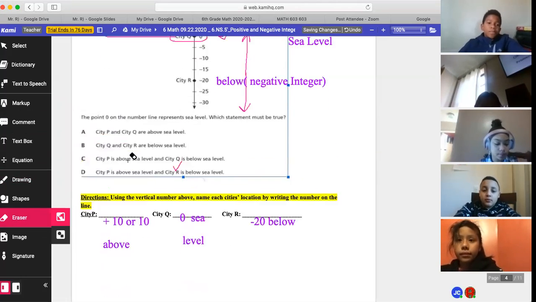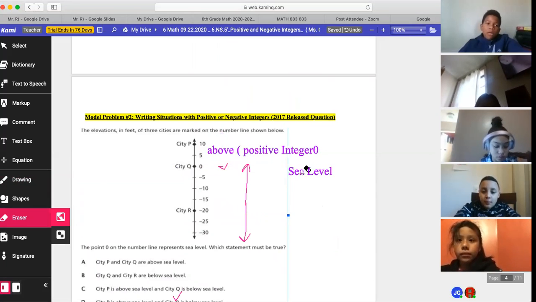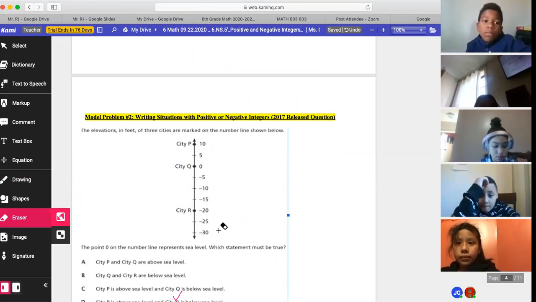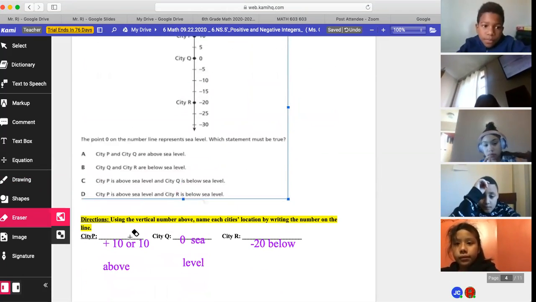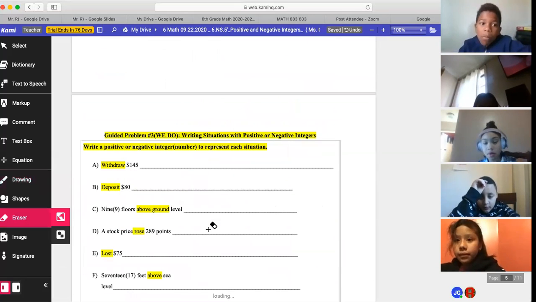Sorry, Mr. R. I marked up the whole number line. I don't know why it's not letting me erase the thing. You have to actually highlight over it. That's why. All right, Mr. R, you're up.